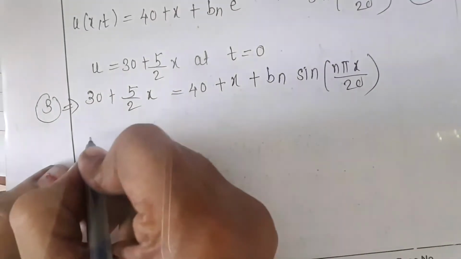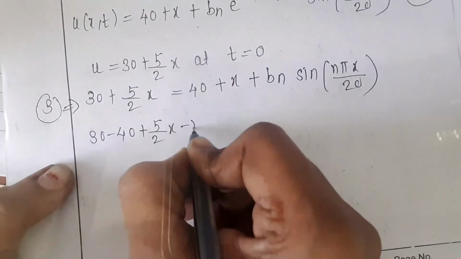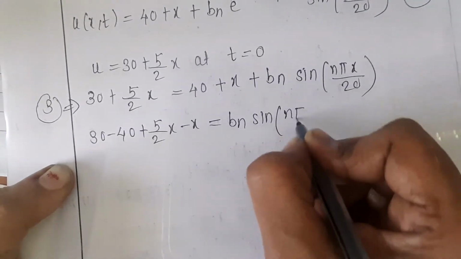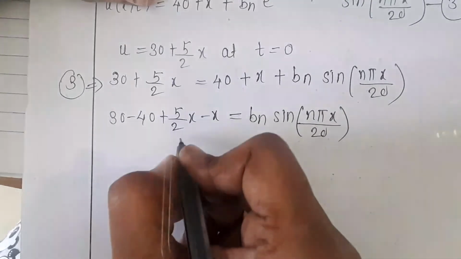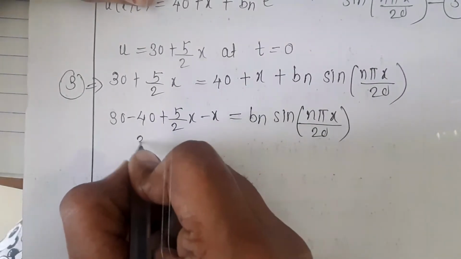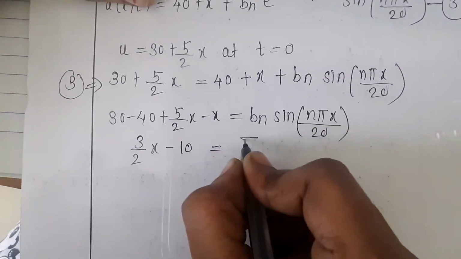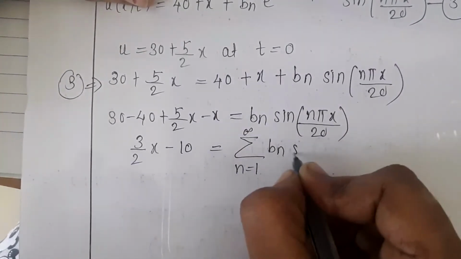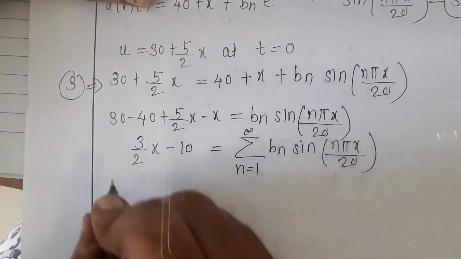So simplify this, it is 30 minus 40 plus 5 by 2x minus x is equal to bn into sine of n pi x by 20. So it is equal to 5 by 2 minus 1, so it is 3 by 2x minus 10 is equal to, this can be written as summation n is equal to 1 to infinity bn into sine of n pi x upon 20. So this is again a sine series.